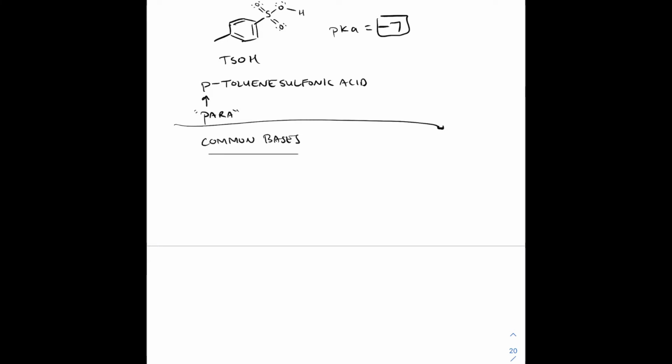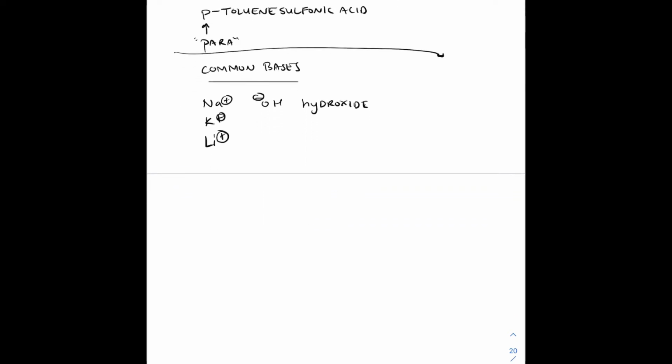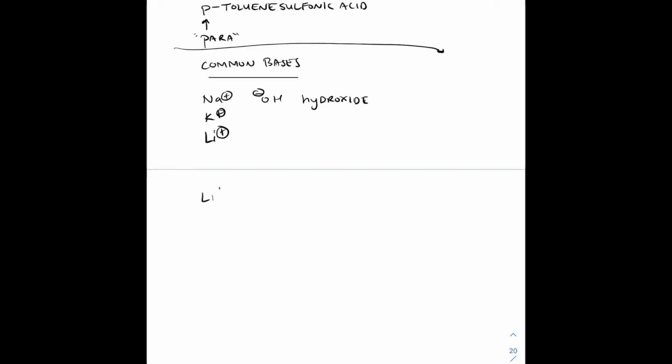You've obviously seen a few already, but just as a refresher, sodium plus, that's the spectator ion or counter cation. We have sodium plus, potassium plus, lithium plus. Those can be coupled with hydroxide ions, which is OH minus. We can also have any of them coupled with OCH3 minus, which is a methoxide ion. Again, could be coupled with ethoxide, which is OCH2CH3 minus.